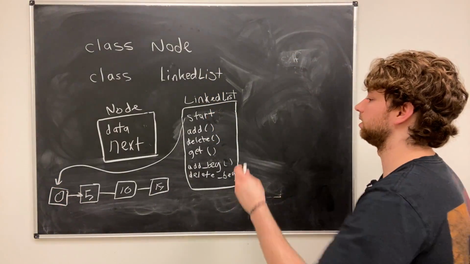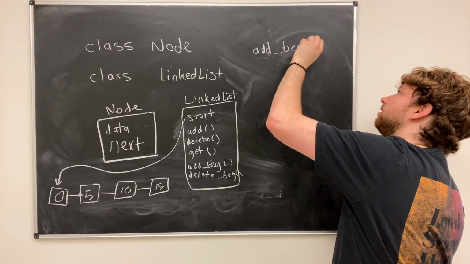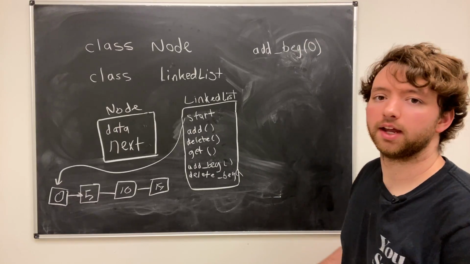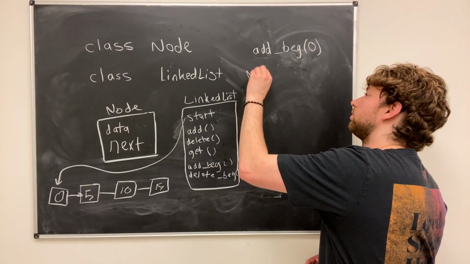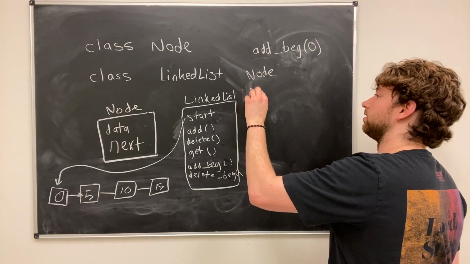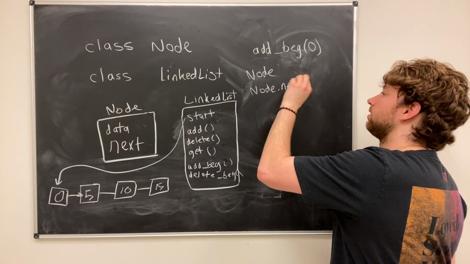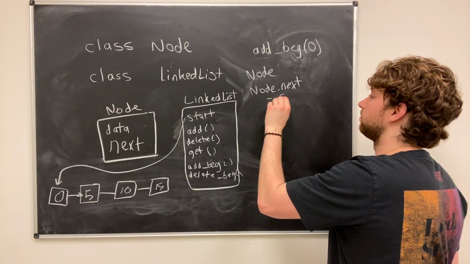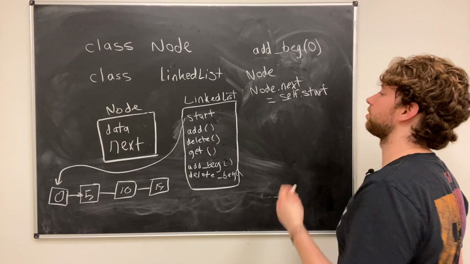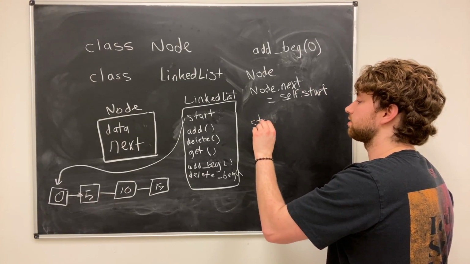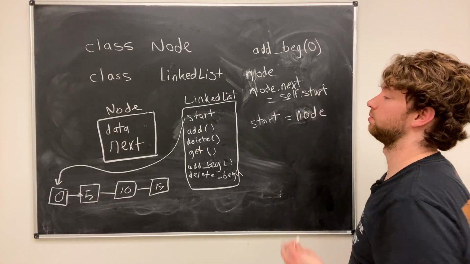So to invoke it, it might look like so. You can say add beginning, pass in the value 0, and let's go through the process. We're going to create a new node. We're going to say node.next is equal to the start, and then we're going to replace start to point to this new node. So this is what it would look like.